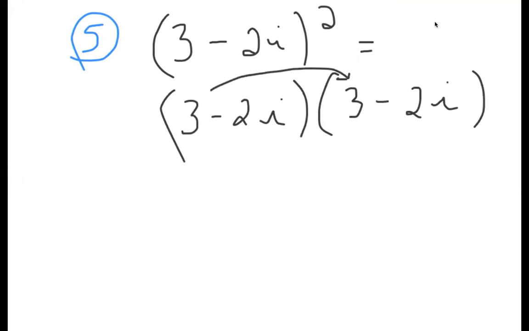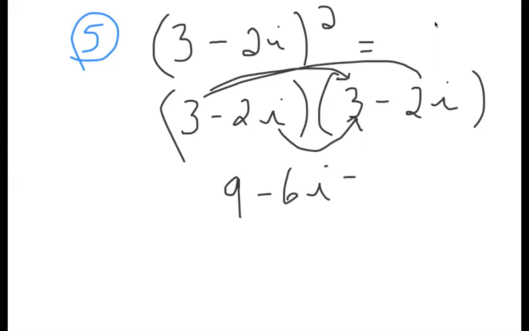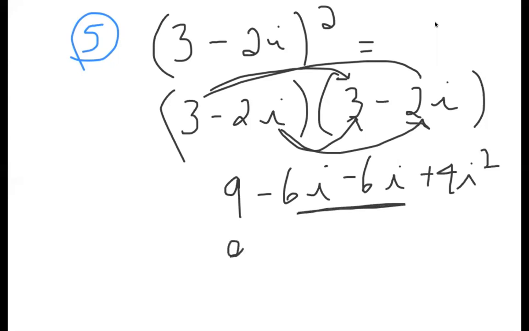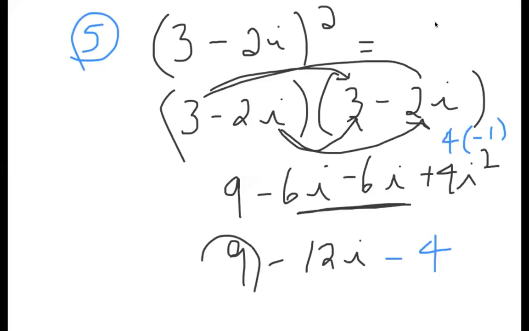So here we're FOILing 3 times 3, that's 9. 3 times negative 2i gives you a negative 6i. Negative 2i times 3 gives you negative 6i. And then that gives you positive 4i squared. Okay? So we combine negative 6i and negative 6i. It's going to be negative 12i. And then 4i squared becomes negative 4. And then you add the 9 and the negative 4. So it's going to be 5 minus 12i, okay? So guys, again, very easy problem, okay?